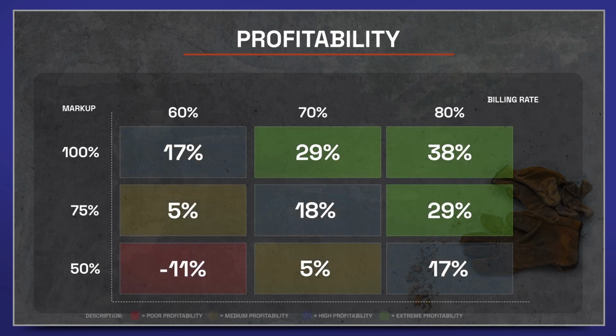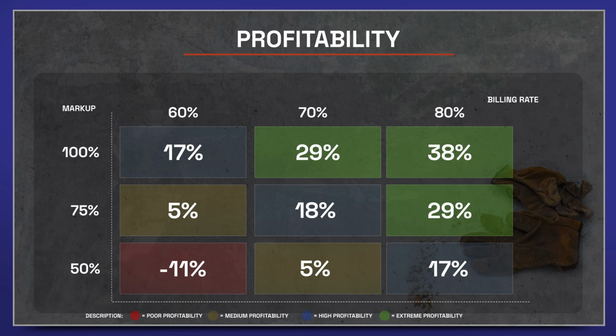Most moderately successful construction companies are in the medium profitability sector with a fairly high markup, but also with a relatively low billing rate. I mean, they are profitable enough to stay in business, but I think they live dangerously close to the edge.